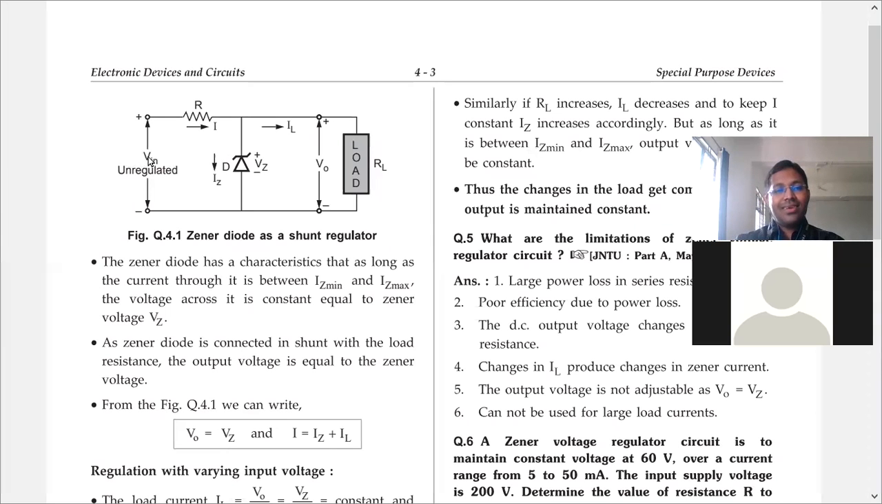Let us discuss when the input voltage has increased. We know the Zener diode, based on its characteristics, will maintain Vz constant. So Vin is increasing, but Vz is constant. That is the property of the Zener diode. What is the relation between Vz and V naught? Anybody, please answer. Students, please answer.